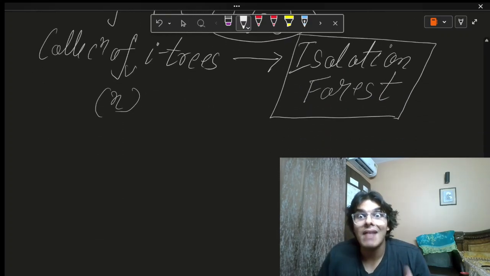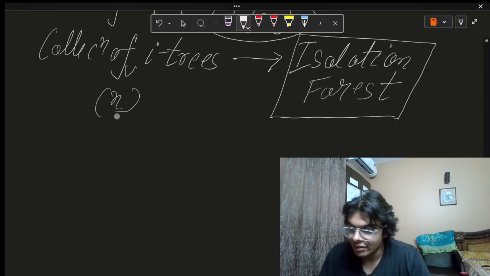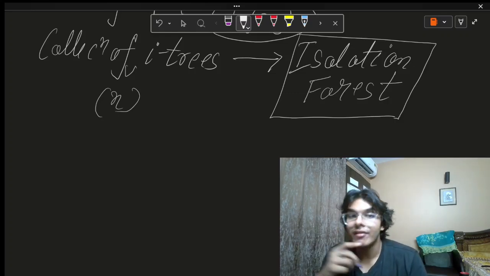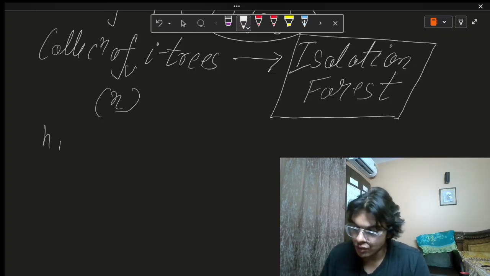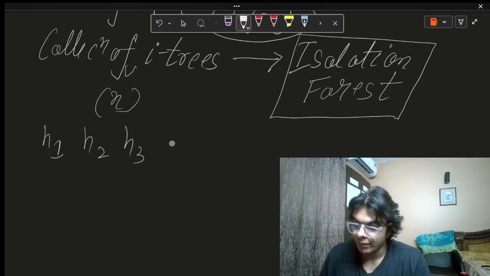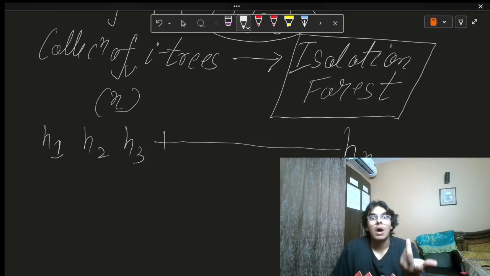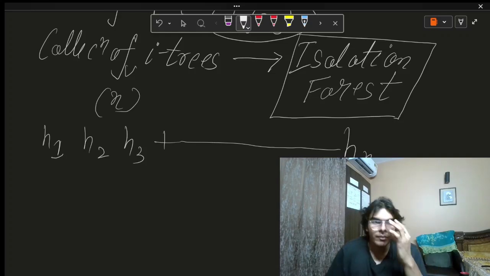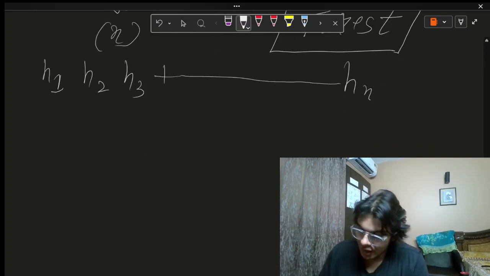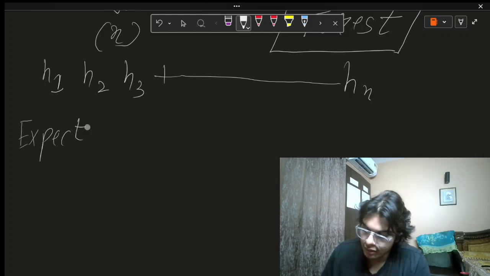What about the average path length? Because there are n trees, there are going to be n different values for path length. There is going to be h1, which is the path length for the first tree, h2, h3, and this is going to go all the way till hn. So what is the average of all these values? Because I cannot take a single value, I basically average them. So this average is called the expected path length, and it is nothing but the average.